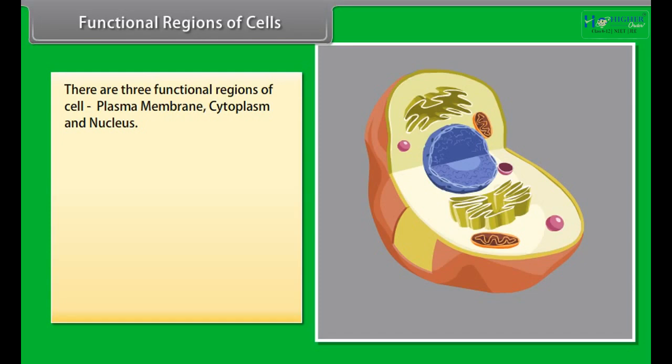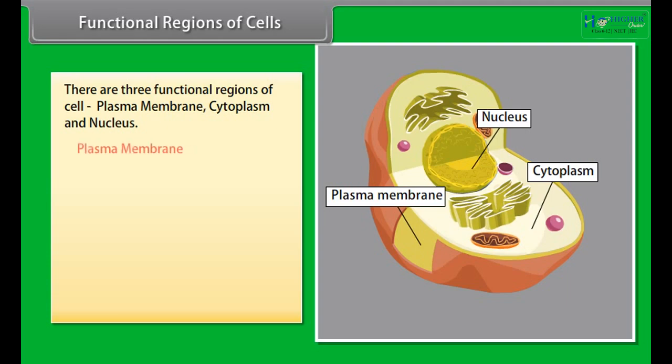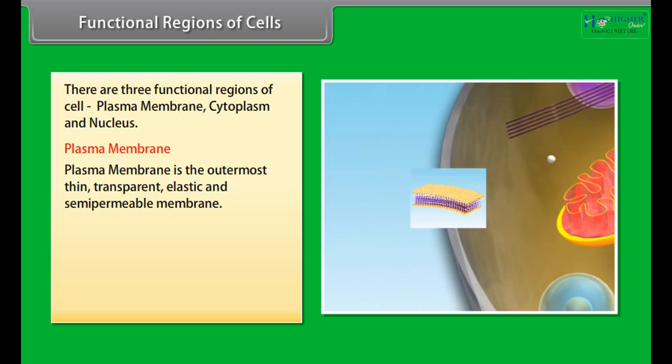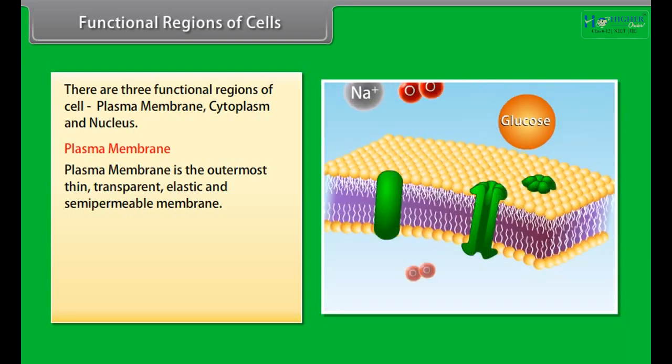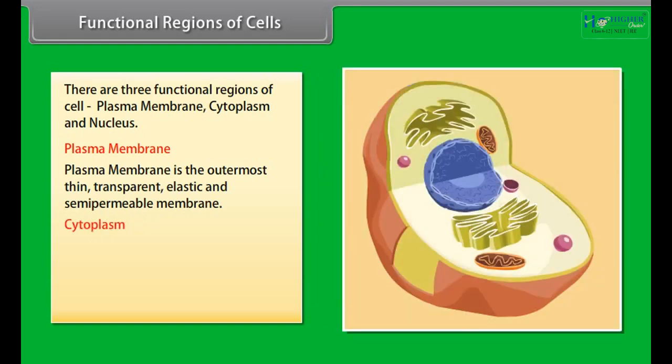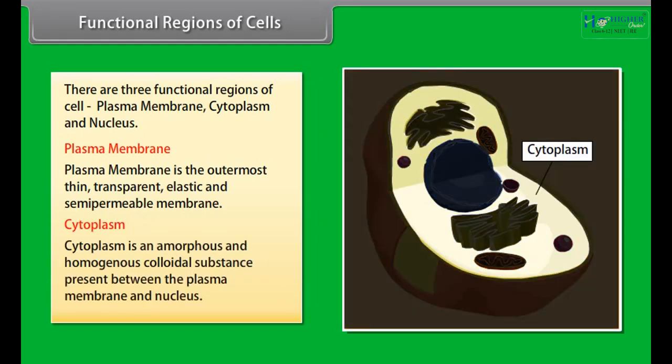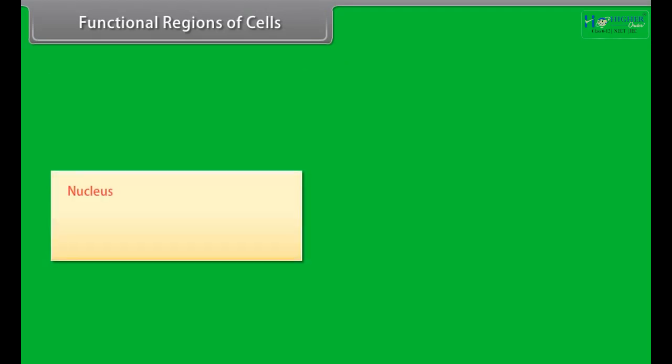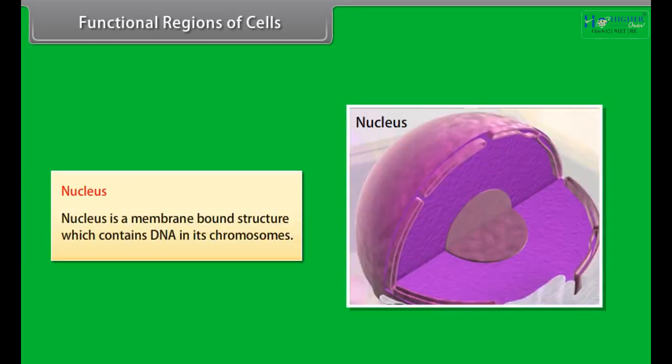Functional regions of cells. There are 3 functional regions of cell: plasma membrane, cytoplasm, and nucleus. Plasma membrane. Plasma membrane is the outermost thin, transparent, elastic and semi-permeable membrane. Cytoplasm. Cytoplasm is an amorphous and homogeneous colloidal substance present between the plasma membrane and nucleus. Nucleus. Nucleus is a membrane-bound structure which contains DNA in its chromosomes.